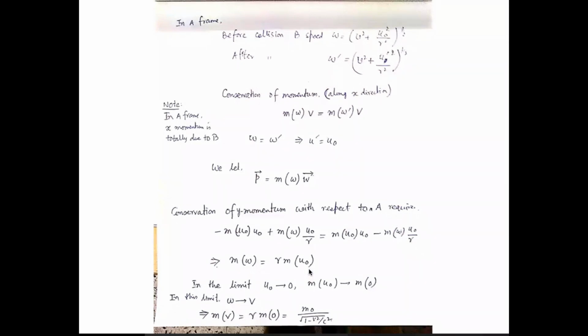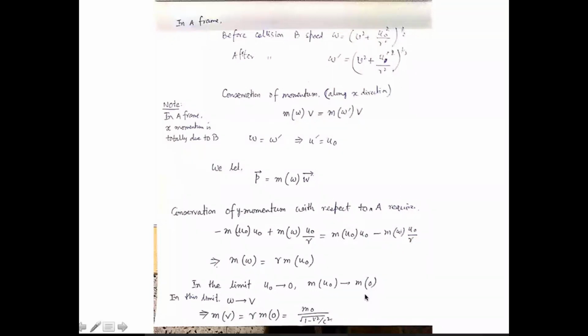Now let's examine, in the limit when this u naught goes to 0, what happens? M u naught goes to m0. That we take as the Newtonian mass, or we call it the rest mass of the particle, that is, in its rest frame. The rest frame is where a particle is not in motion, not moving at all. That we call the rest frame or the proper frame. So in that frame, the mass of the particle is given as m0.